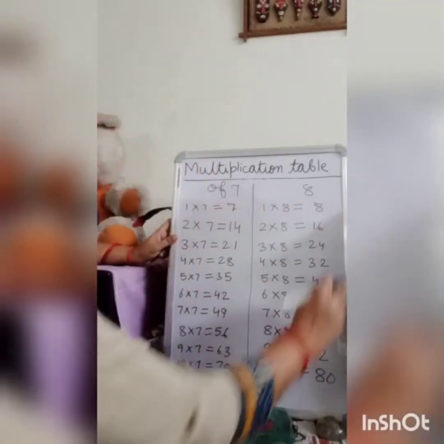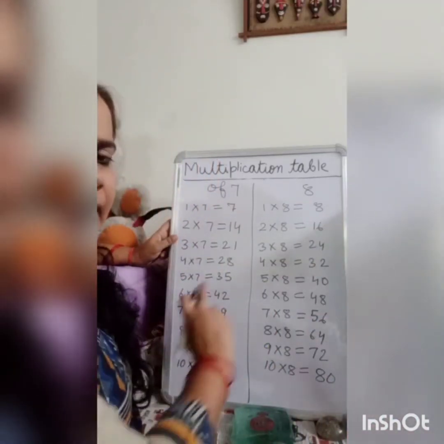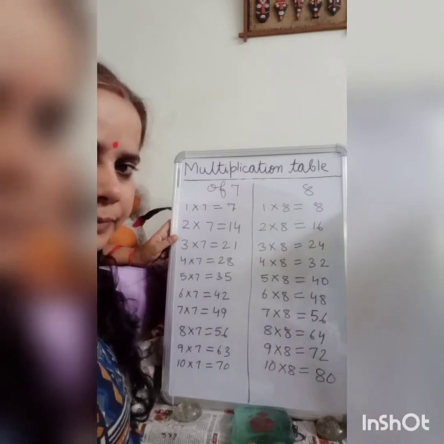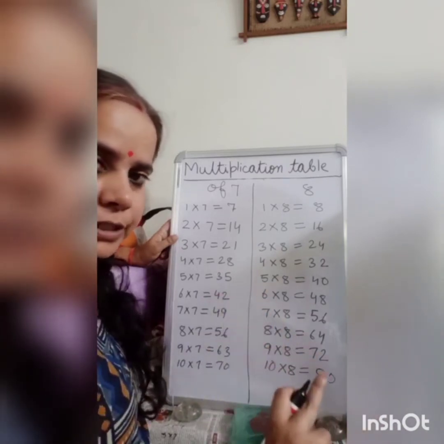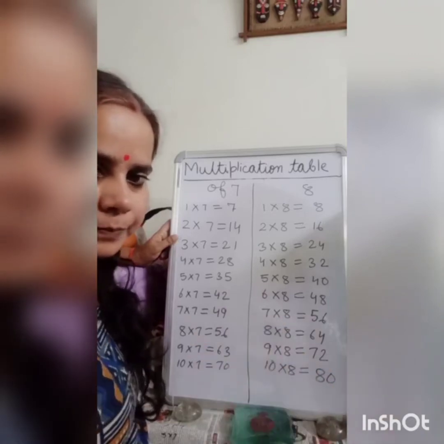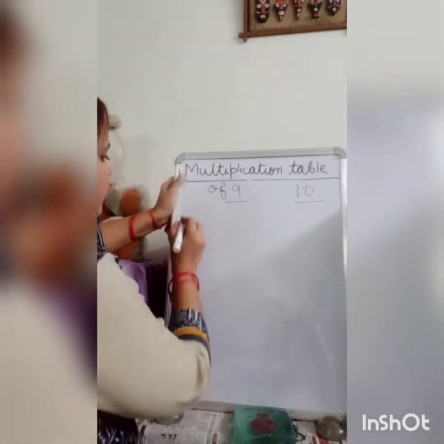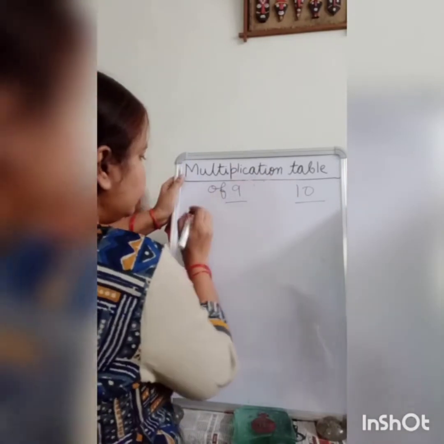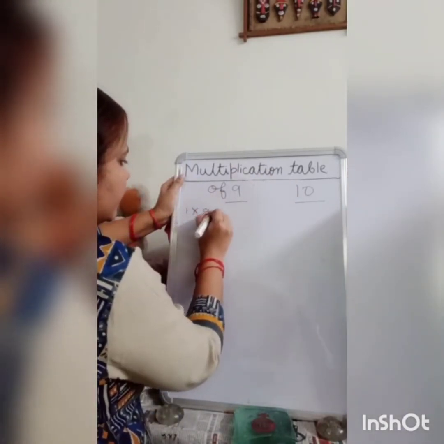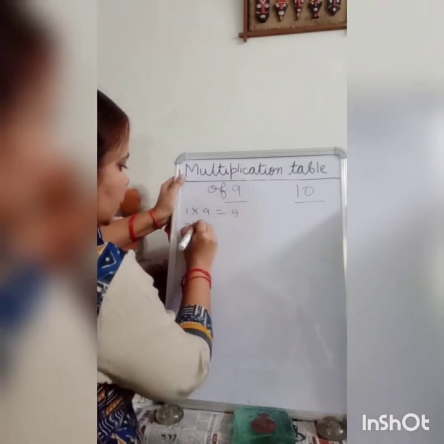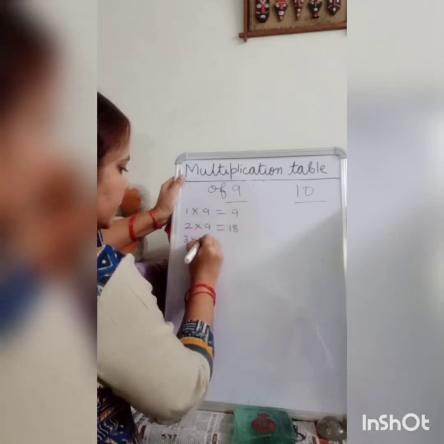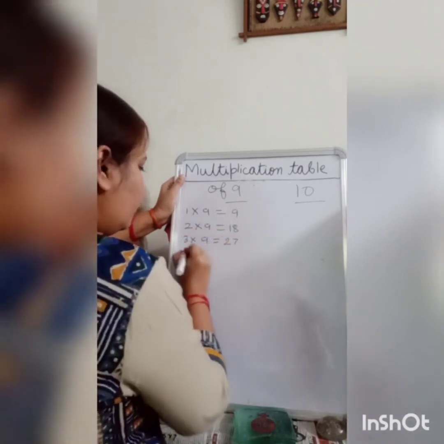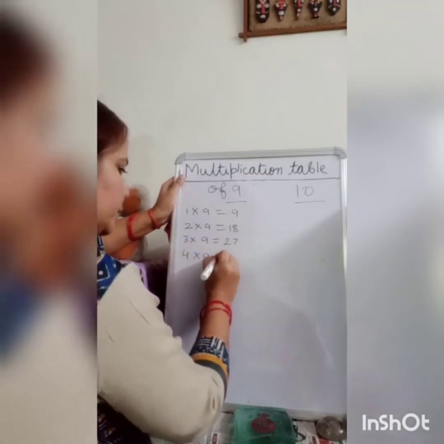Just see, children, this is the table of 7 and 8, and you have to learn it. Okay, you all are going to learn it. Copy down first in your copy, and then you will learn it. Then comes the table of 9 and 10. 1 times 9 is equal to 9. 2 times 9 is equal to 18. 3 times 9 is equal to 27. 4 times 9 is equal to 36.